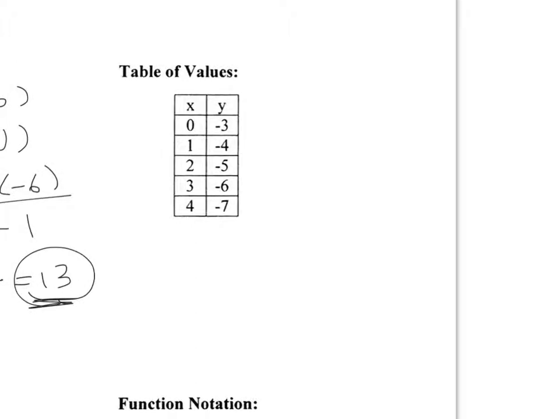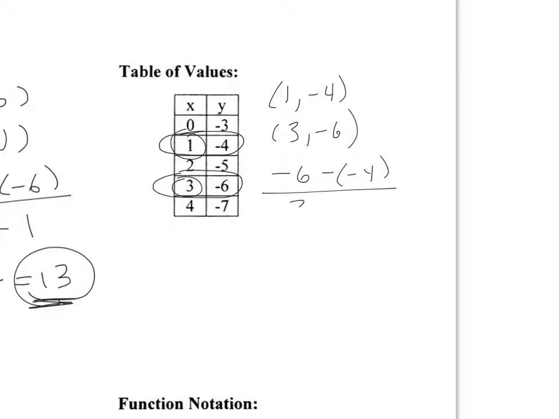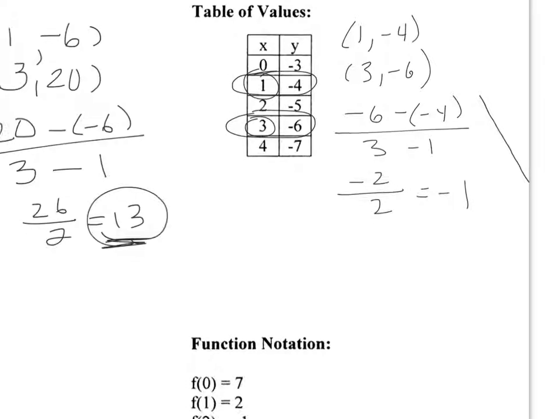So for this one, the average rate of change between 1 and 3, remember we're looking for the x values. So those are them. So the 2 points are (1, negative 4) and (3, negative 6). And we simply do the formula. Negative 6 minus a negative 4 over 3 minus 1. So negative 6 minus a negative 4 is negative 2 over 2. And so this average rate of change is negative 1. That means it's going down with a slope of negative 1.